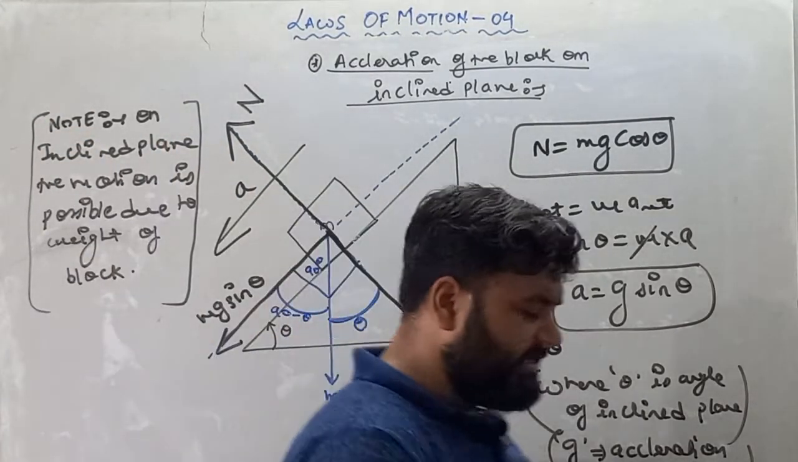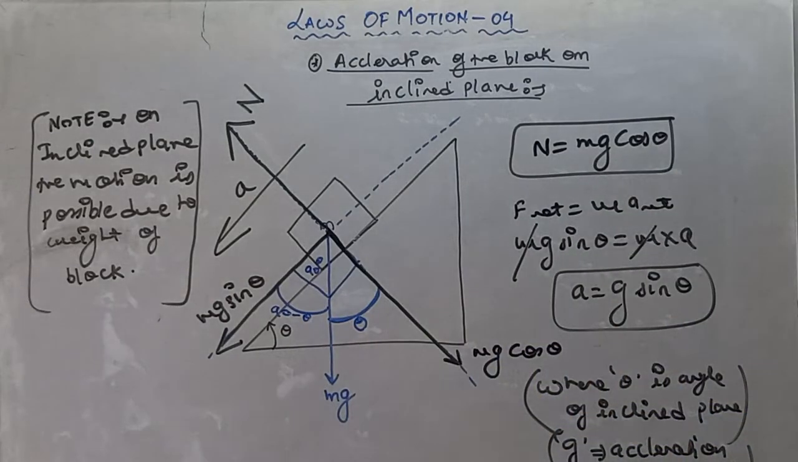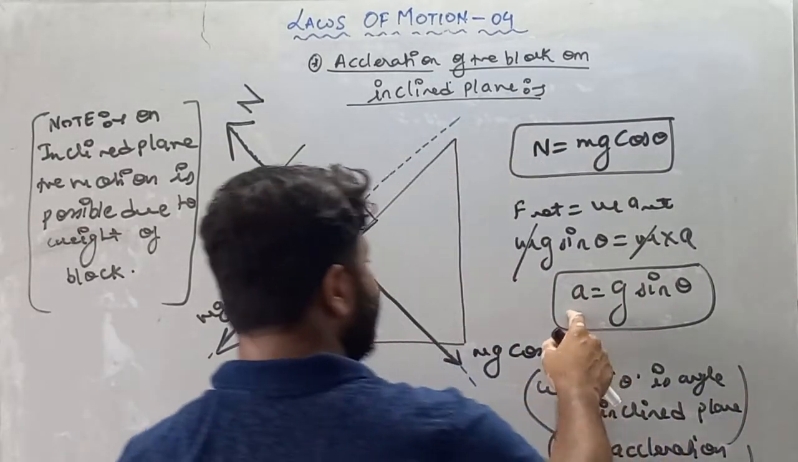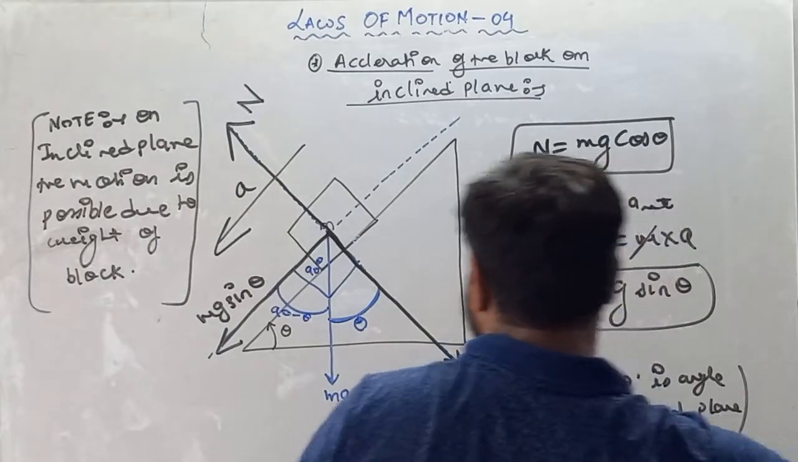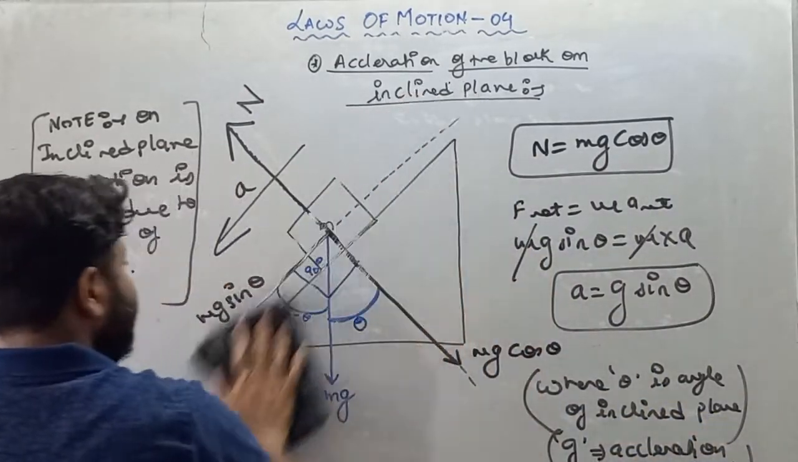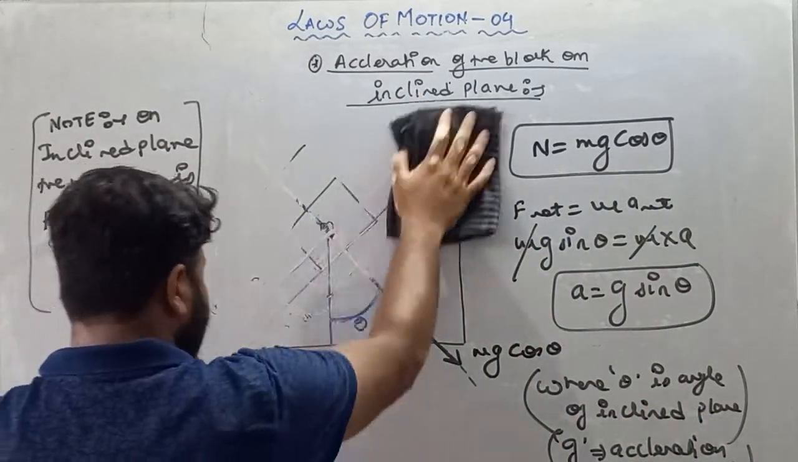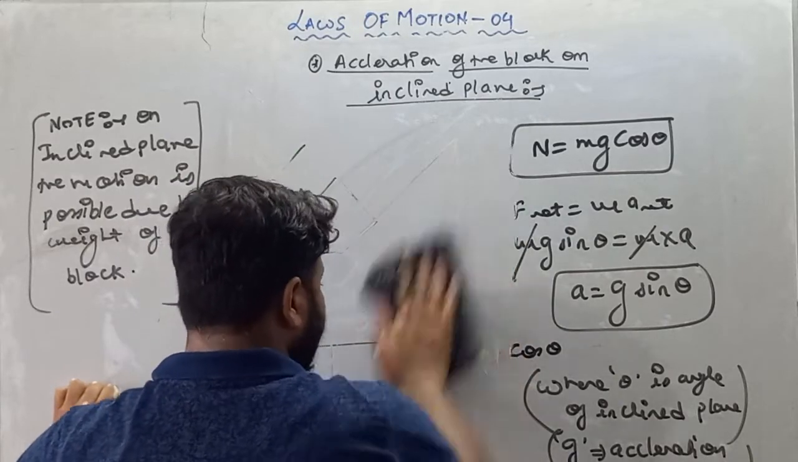So remember, my dear student, if a body is placed on an inclined plane, then its motion is basically due to its own weight, or we can say its weight component, that is mg sin theta. And this is basically a formula. If the block is placed on an inclined plane, then its acceleration a is equal to g sin theta, where theta is the angle of the inclined plane.